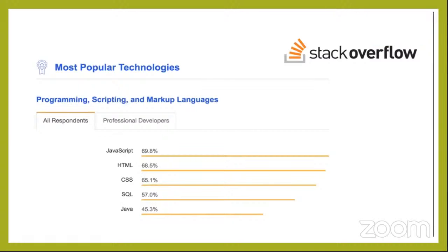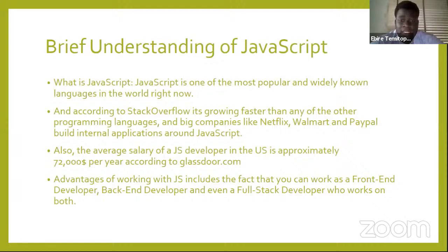We can also say that big companies like Netflix, Walmart, PayPal build internal applications around JavaScript. And also the average salary of a JavaScript developer in the US is approximately $72,000 per year, according to Glassdoor.com. Advantages of working with JavaScript include the fact that you can work as a front-end developer, a back-end developer, and even a full-stack developer who works on both. Those are the advantages of JavaScript.